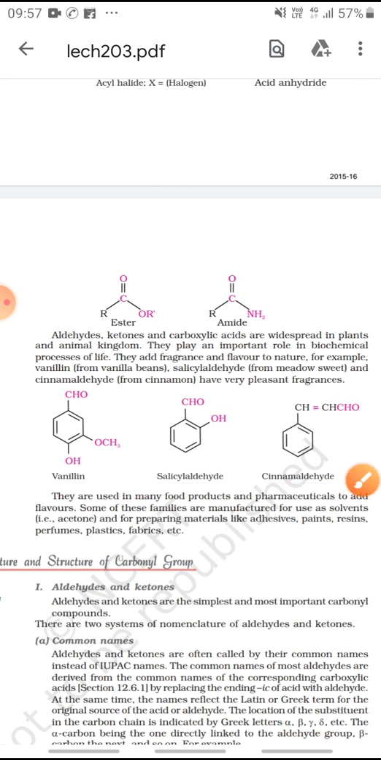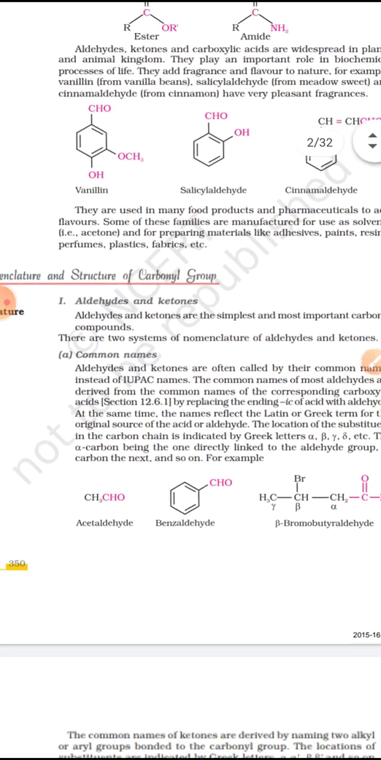Now, children, many of the food products and the pharmaceuticals which add flavors to our food contain the aldehydic group. And many solvents such as acetone, which is a very good solvent, you should know. It is used in thinners also, in paint industry, in resins, perfumes, plastic, fabrics. They all contain acetone, which is a very good solvent, which is actually a ketone. It is the simplest ketone, you can say.